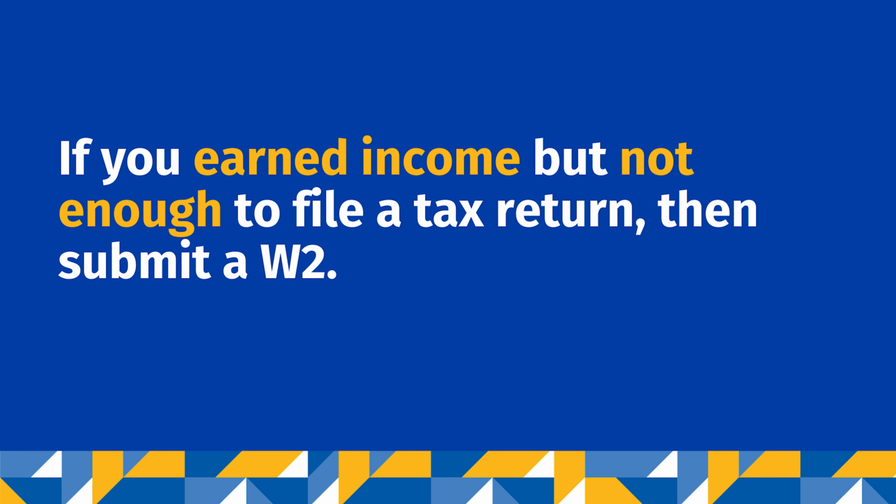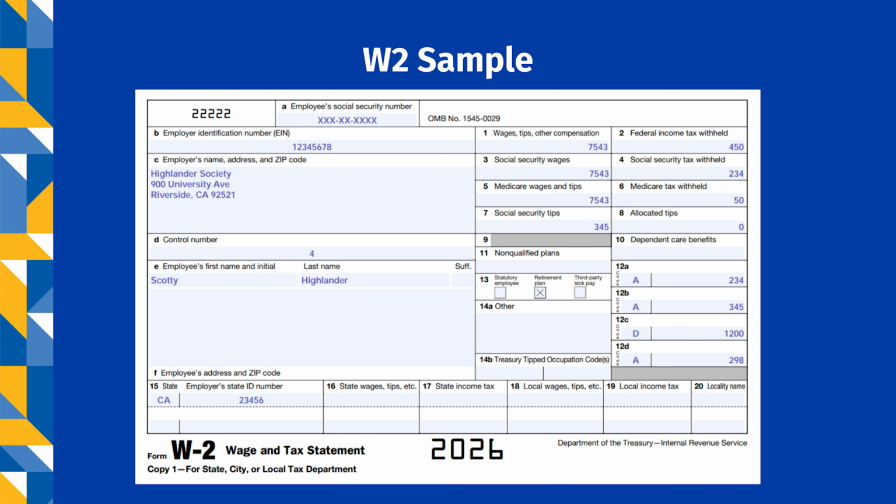For those of you who worked but didn't earn enough to file taxes, we would typically need a W-2. This is what a W-2 looks like. We would need to confirm the amount of income you earned. If you earned a dollar amount that is above the IRS threshold, then you will be asked to file taxes.